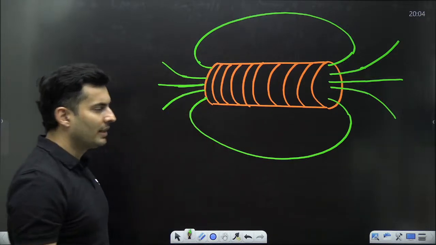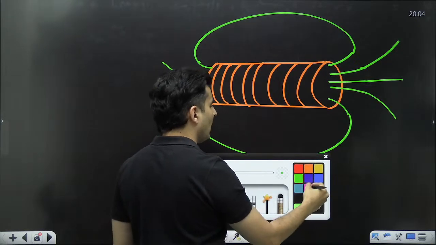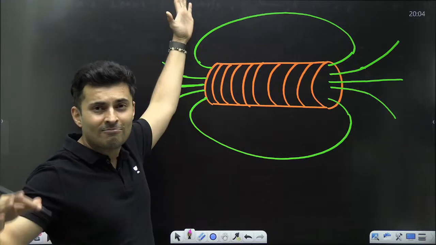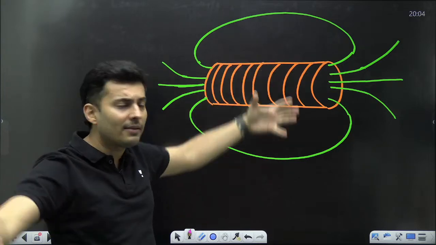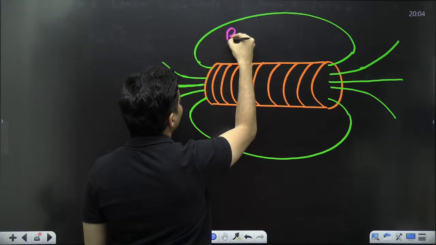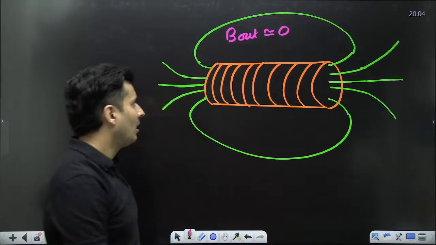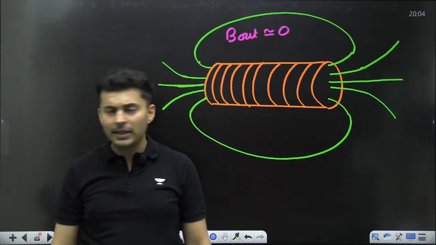So the most important thing about a solenoid that you should know is that once you are outside, the field lines are so far away, so sparse. Instead of dense, it is sparse. That means very far away. The magnetic field outside is just negligible. How much is it? Just negligible. Is that right? Everybody with me?